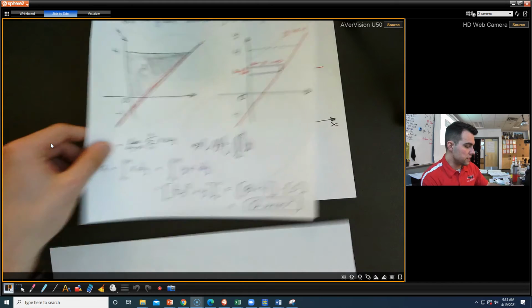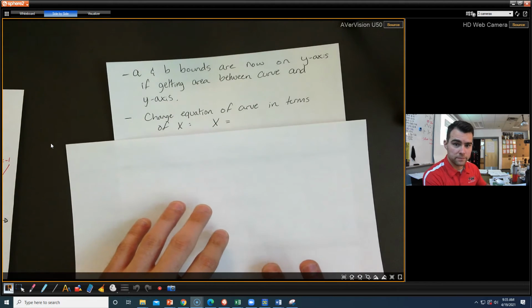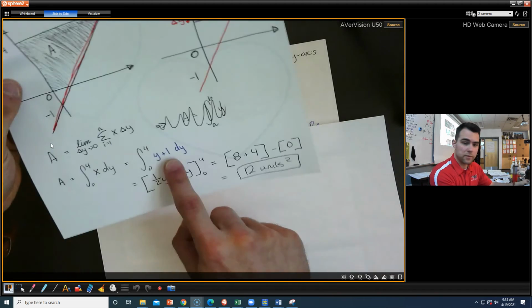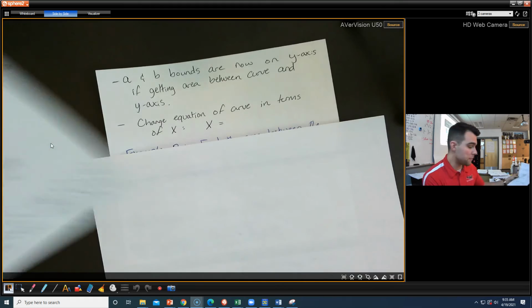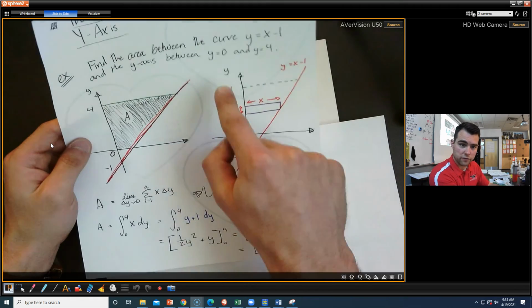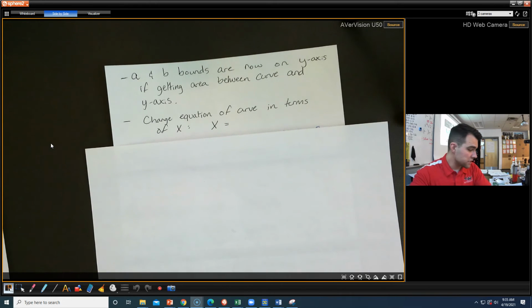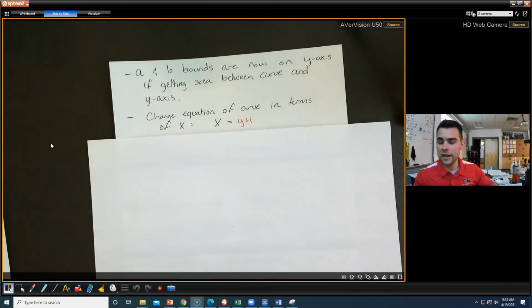So in review, the only changes going on with these problems are our bounds and the equation of our curve. So the a and b bounds, those are on the y-axis now. And it's going to tell you, hey, find the area between this curve and the y-axis. So now you know, oh, hey, we're going to set it up like this, right? And our bounds have to go on the y-axis, 0 to 4. And I changed the equation of my curve in terms of x, which I got was x equals y plus 1. So I plugged y plus 1 into my integral, and then I took the integral with respect to y. So let's see another example of that, okay?